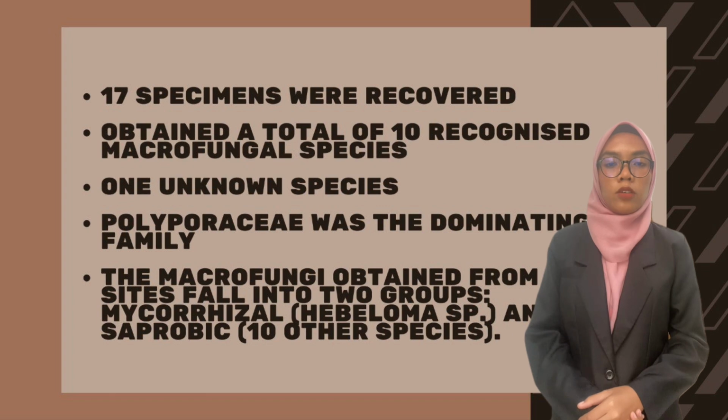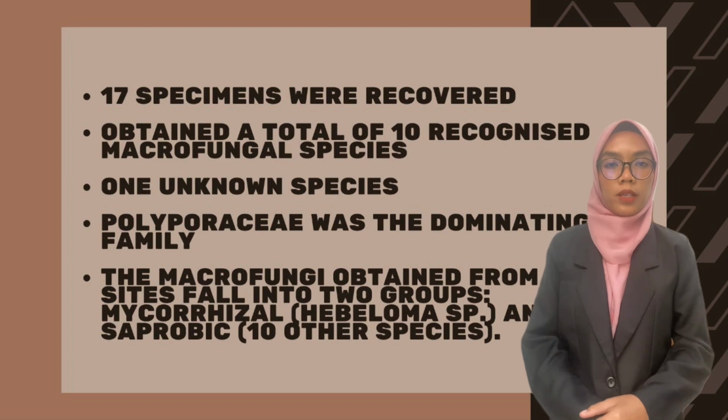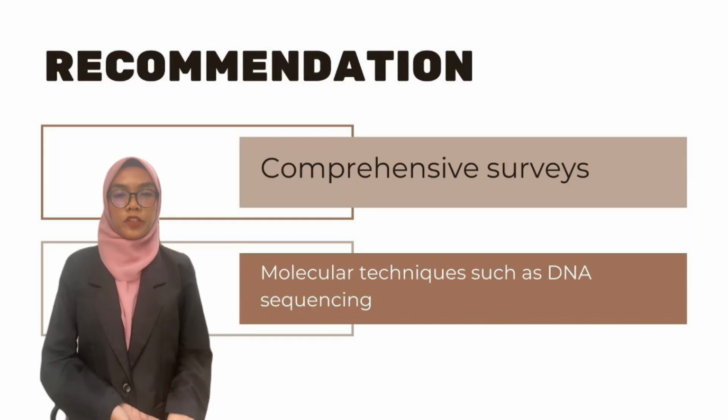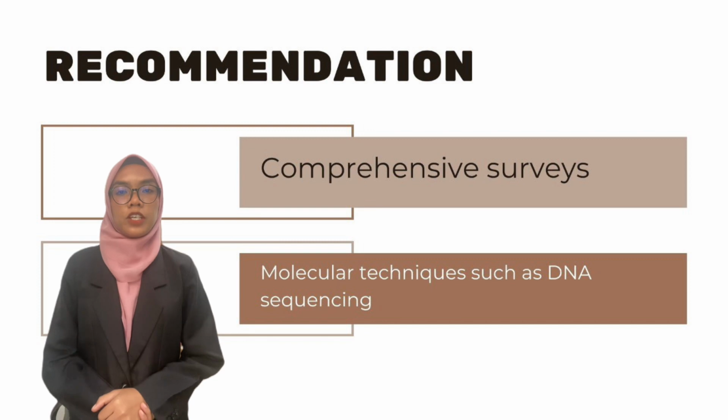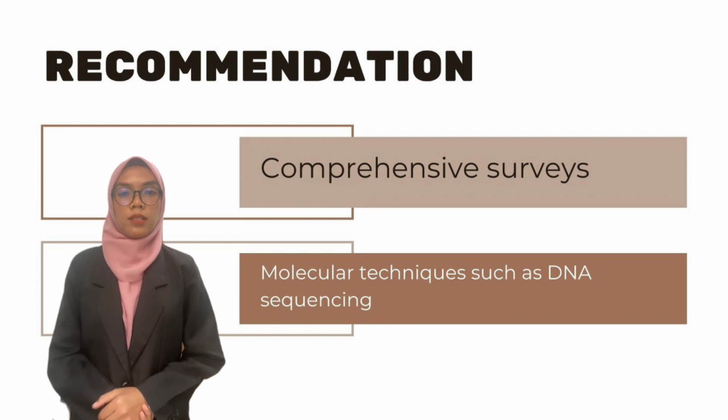The macrofungi obtained from this site fall into 2 groups, which were mycorrhizal and saprobic. For recommendation, a comprehensive survey should be carried out to better understand the diversity of macrofungi on the beaches of Kelantan. Molecular techniques such as DNA sequencing can be used to correctly identify and comprehend the taxonomy of the macrofungi.